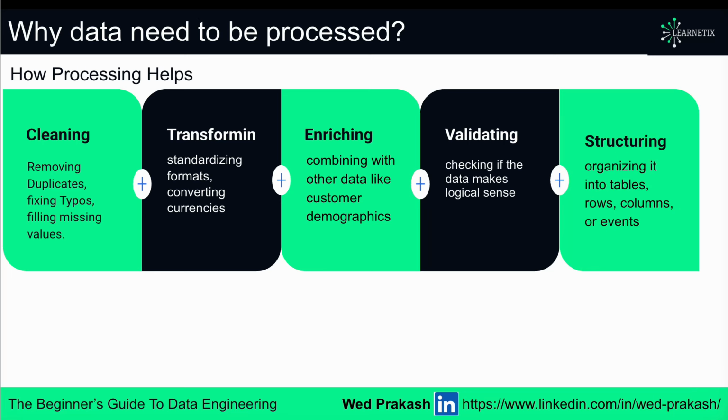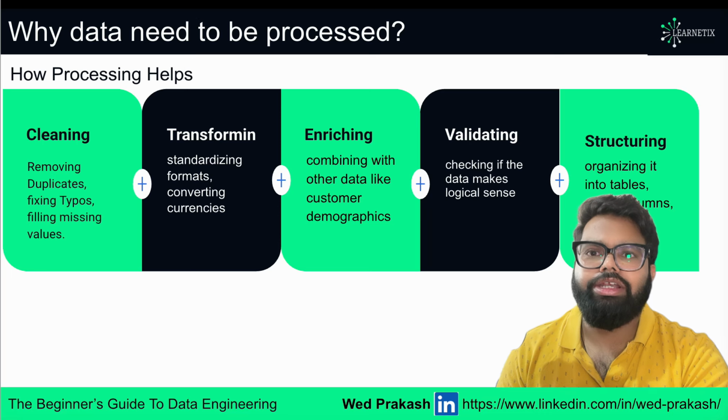The next processing that we do is structuring. Finally, we organize everything nicely, like putting files into labeled folders. Data gets stored into clear tables with rows and columns, or structured into events that can be easily tracked and analyzed. After processing, the data is clean, consistent, and actually useful. Now it's ready to power reports, dashboards, business decisions, and many more. Once processed, the data becomes trustworthy and consistent, ready for dashboards, reports, business strategies, machine learning models, and real-time decision making.